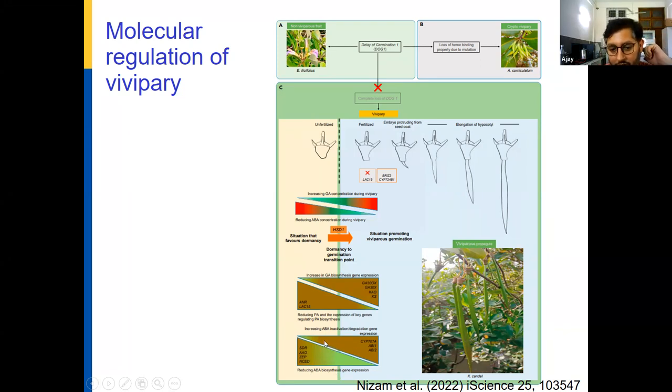And on the other side, you can see this increasing ABA inactivation. Whatever genes you see down here are required for the degradation or the inactivation of the ABA. And on the left side, their concentration is also reducing. So it is opposite. GA synthesis promotes your viviparity, and the degradation of ABA. Two conditions should be there: the degradation of ABA and the biosynthesis of gibberellic acid. So this is how this viviparity is regulated genetically.